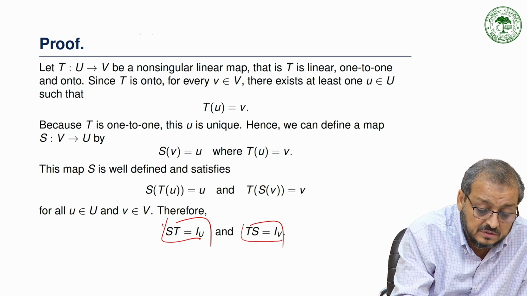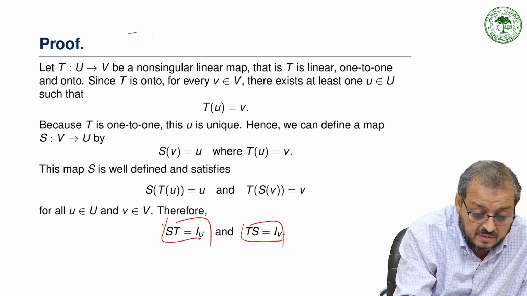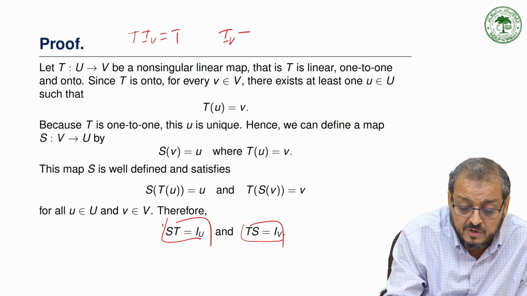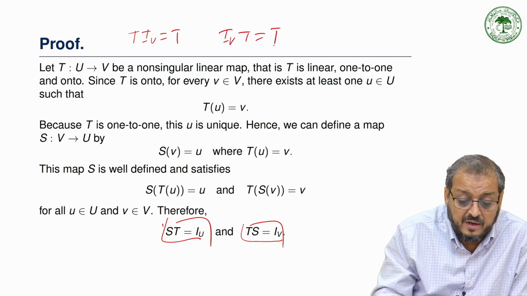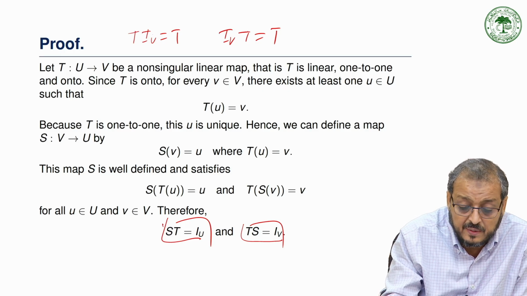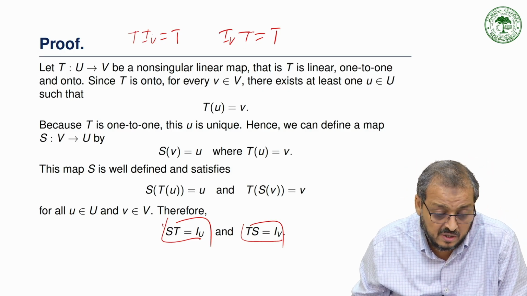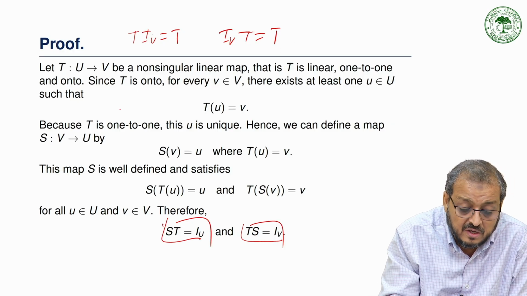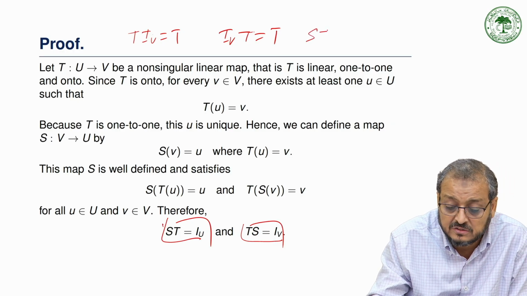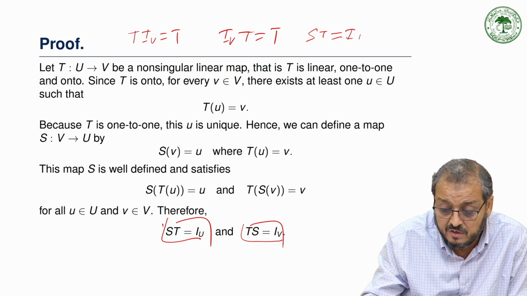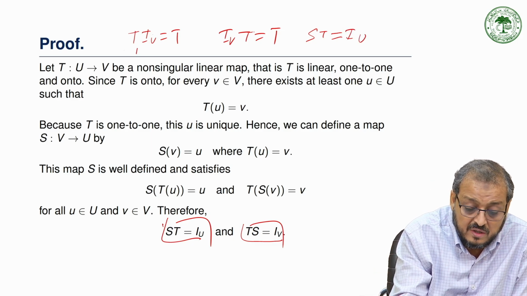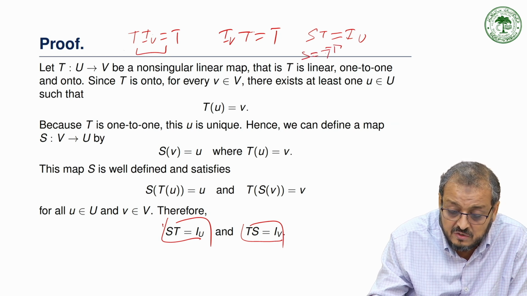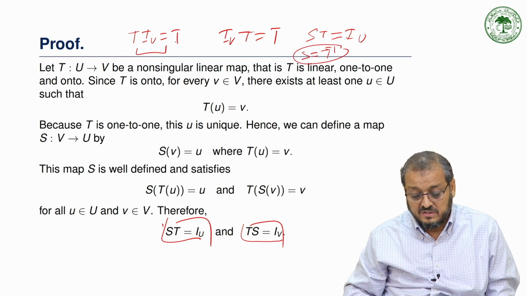We can also say that T of I of U is equal to T, and I of V of T is also equal to T, and in place of S we take T inverse. By this we can say that ST is equal to the identity on U, and TS is equal to the identity on V, and S can be written as T inverse, so we satisfy this condition also.